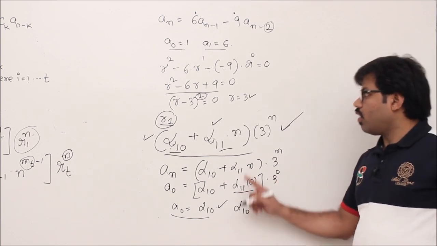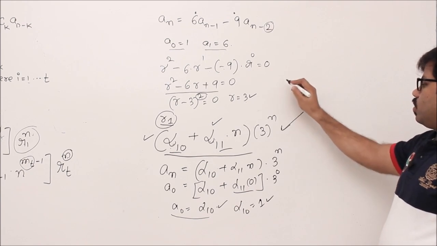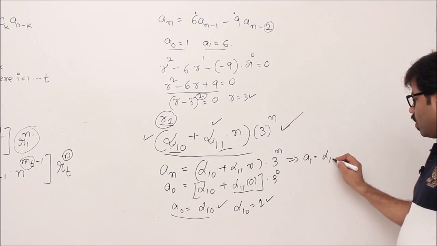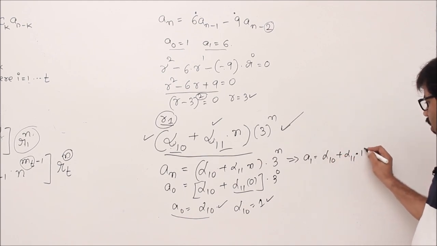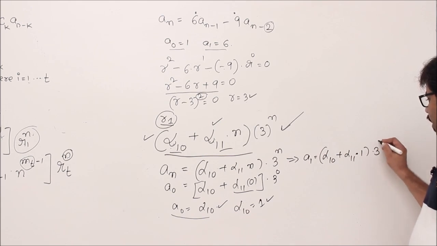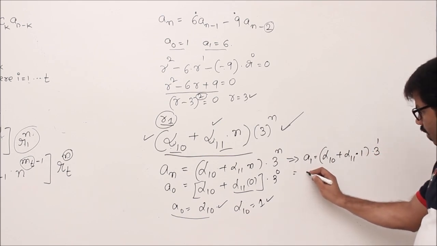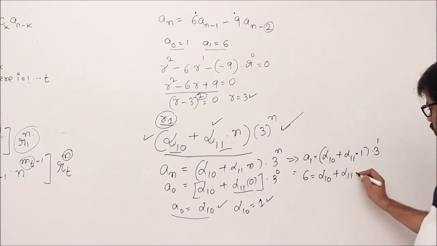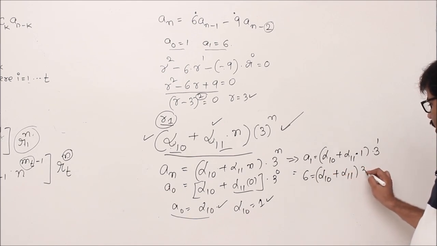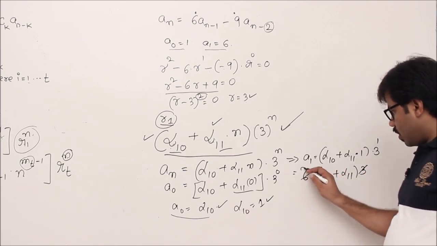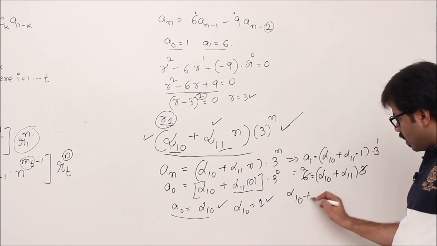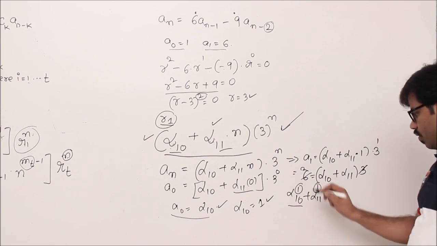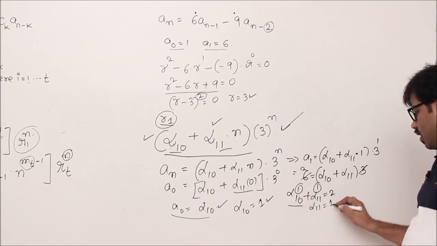Similarly, we can find alpha 1 1 by substituting n value 1. Let's substitute. So here I am substituting n value 1. Then a1 would be alpha 1 0 plus alpha 1 1 into n, 1, into 3 power n. N is 1. So a1 equals what? 6. So 6 equals alpha 1 0 plus alpha 1 1 into 1 into 3. If I simplify it, 3 ones are 3, 3 twos are 6. Then you get alpha 1 0 plus alpha 1 1 as 2. But alpha 1 0 is 1. Then alpha 1 1 must be 1. So that's why I got alpha 1 1 as 1.